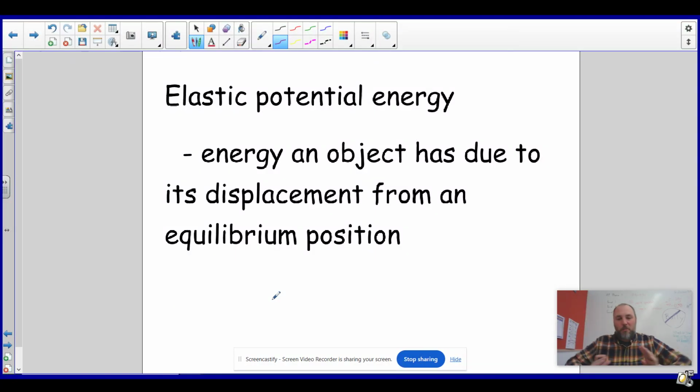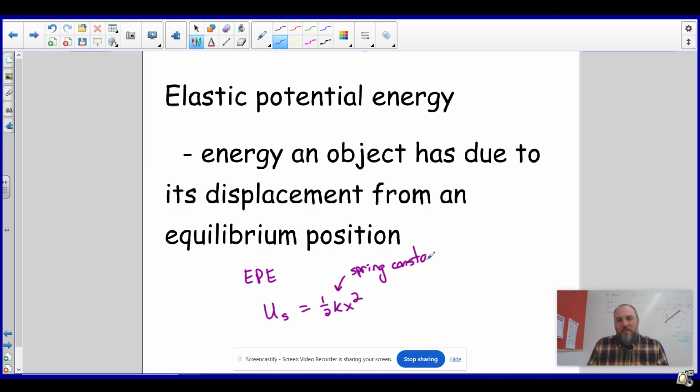Same thing if you try to compress a spring. If you compress it and make it smaller, it wants to push you out. It wants to return back to its original length. So elastic potential, EPE, or better yet, Us. So that's potential energy of a spring is 1/2 kx squared, where k is what we call the spring constant, which you can think of as the stiffness of the material.